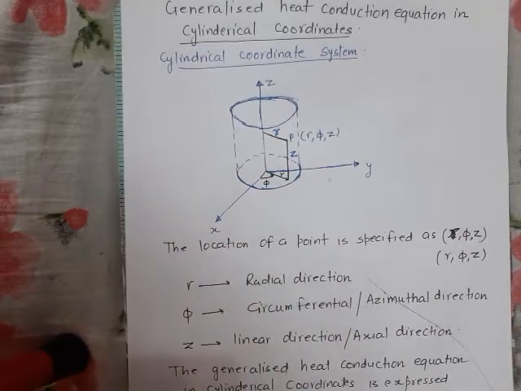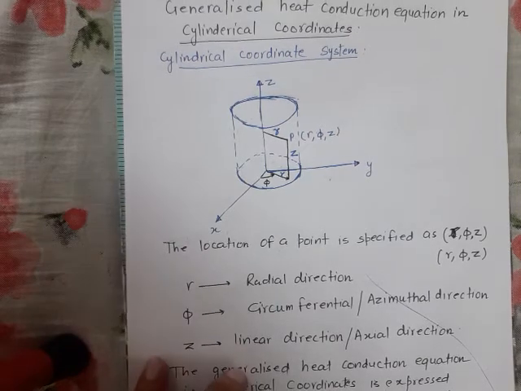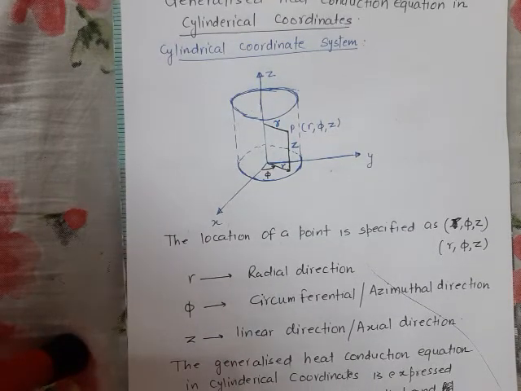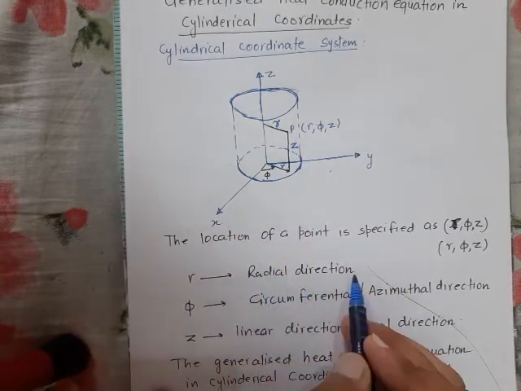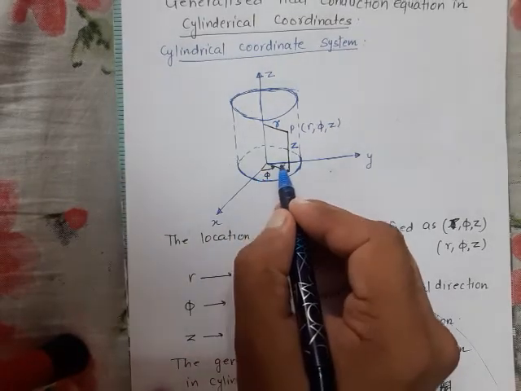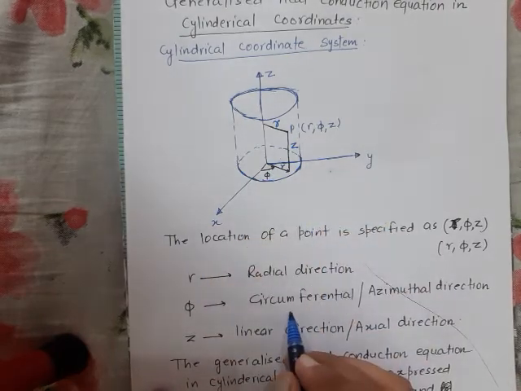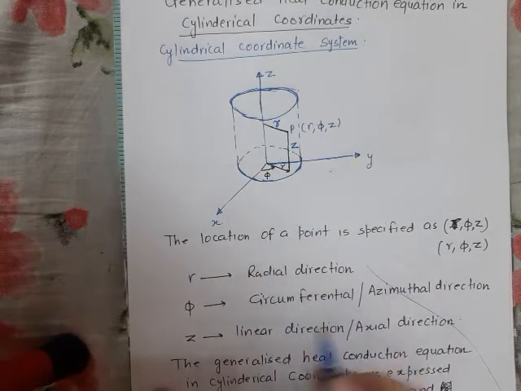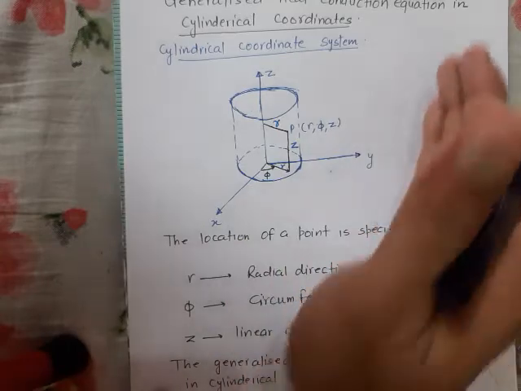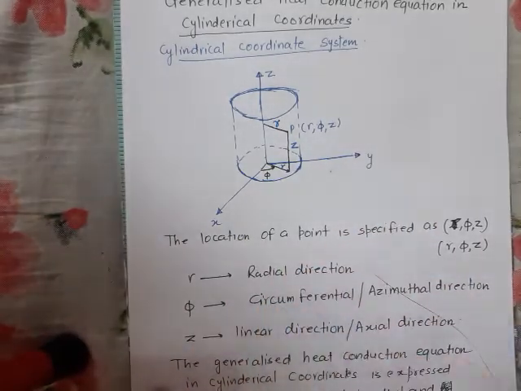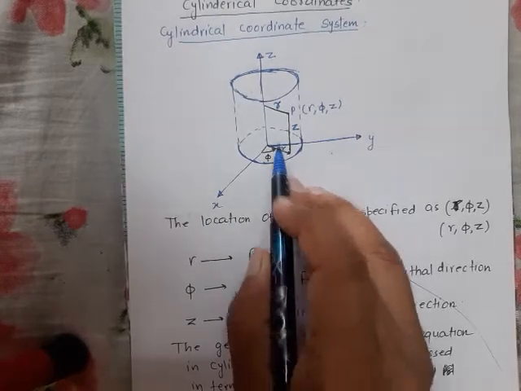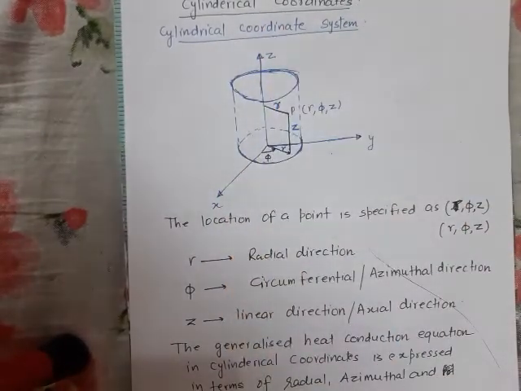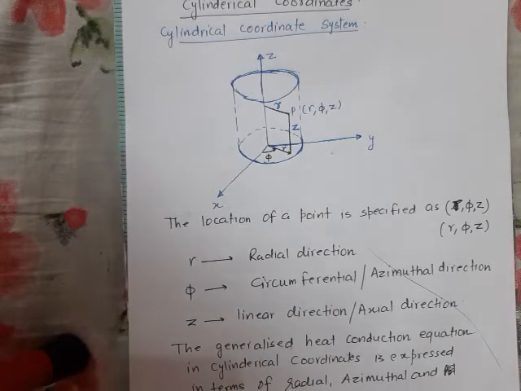So in the cylindrical coordinate system, we need three different directions. One is along the radius, which is known as the radial direction. Another is along phi, which is known as the circumferential or azimuthal direction. And another one is the z direction, which is known as the linear or axial direction.